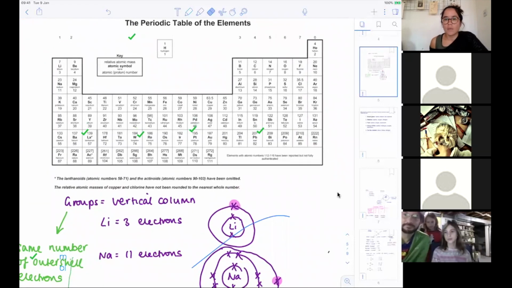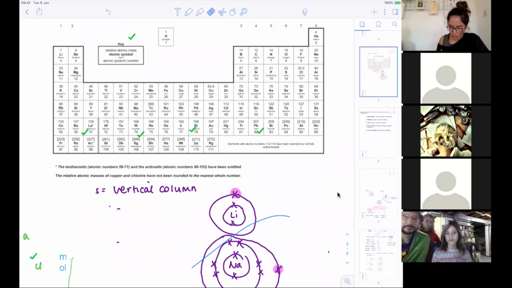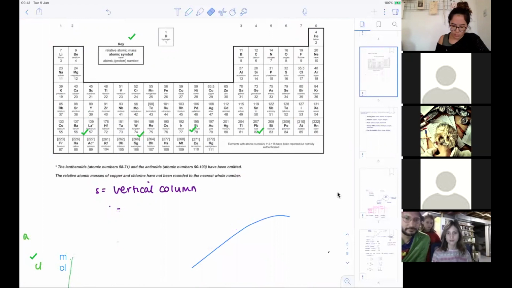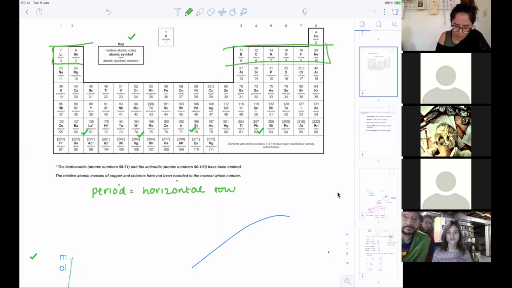Okay, so I'm going to move on now to look at what a period is. So what is a period now? Well, it is a horizontal row in the periodic table. So really we're looking here, these elements are all in the same period, as are these. So let's take beryllium as our example.